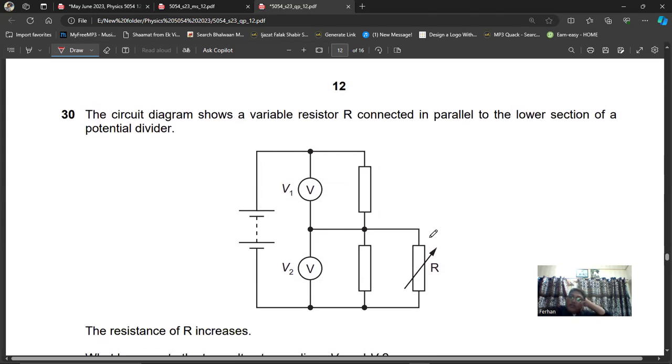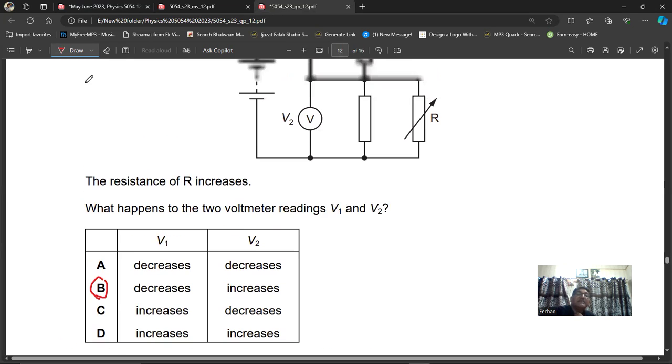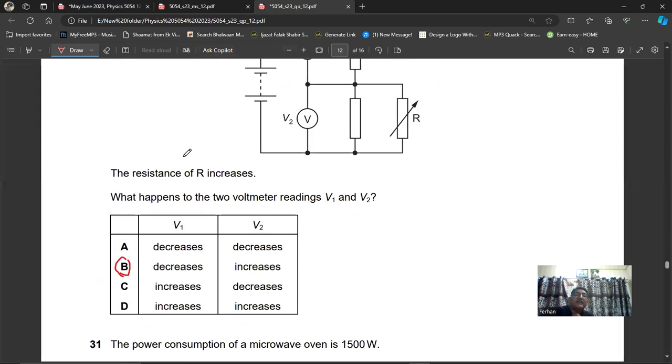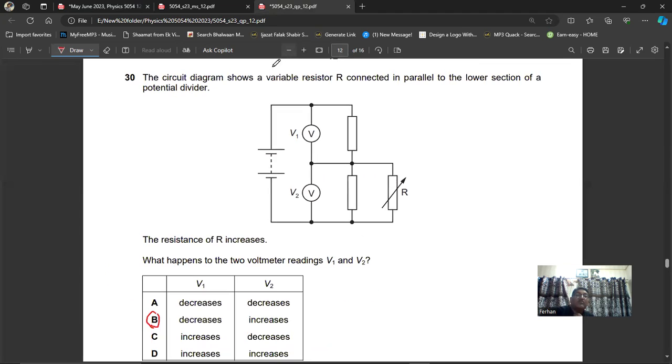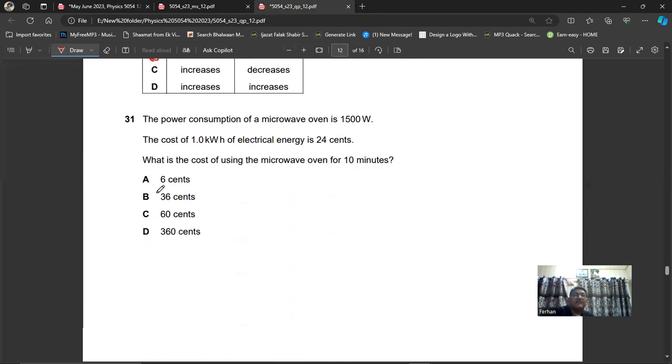Okay. When you increase this, the potential drop on this combination will increase. Then the potential drop here will decrease. R1 will decrease, R2 will increase. I think B is the right option. Let me decrease the size so you can see the whole question together. So we think that 30B is the right answer. Question number 30, B is the right answer, sir.